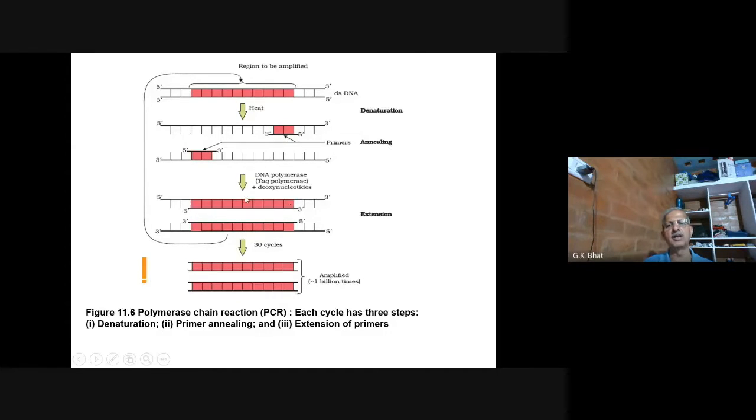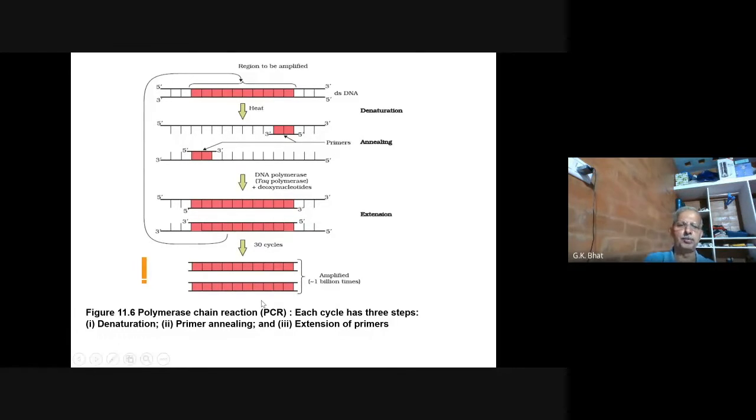So this will make whatever DNA we are interested in, this region, amplified. This primer is required to start the process. When it reads the frame, it makes that gene of interest get amplified. And whenever it passes 30 cycles, it will be amplified by 1 billion.